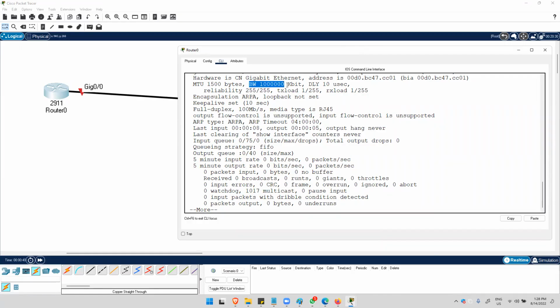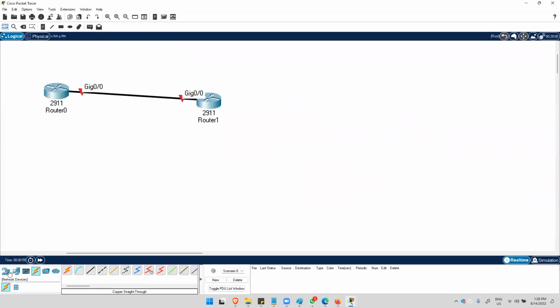How many kilobits is it? 10 lakh. How many zeros? Verify. We are getting how many zeros? 6. Clear? If I'm using a switch, I think the switch has FastEthernet. Yes or no? Connect the switch to the router.